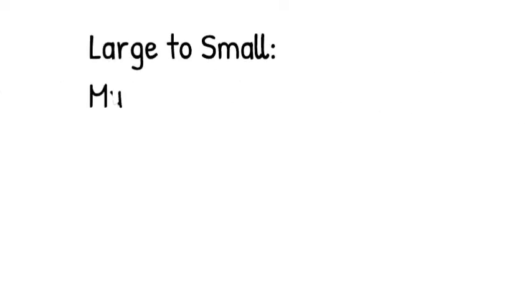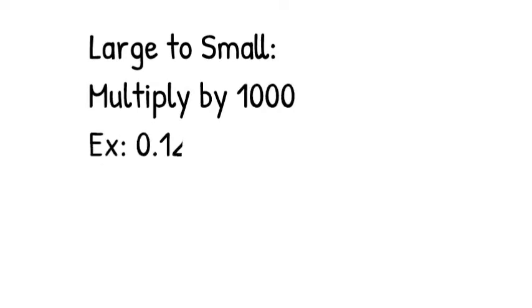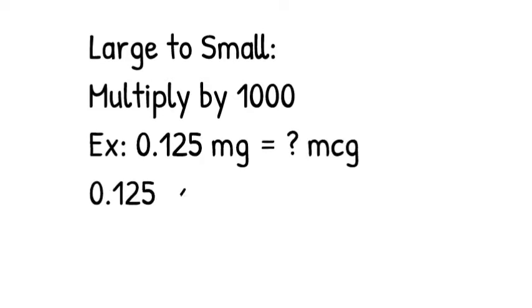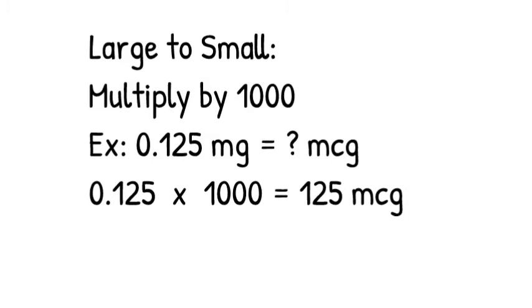So let's start with converting large to small. Doing this, you're going to multiply by 1,000. And this example shows milligrams converted to micrograms. Here we're going to multiply by 1,000 in order to get the microgram dosage required.